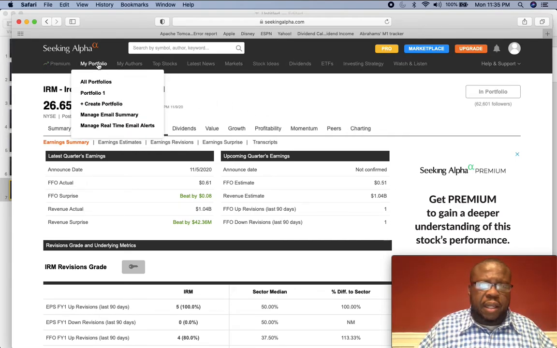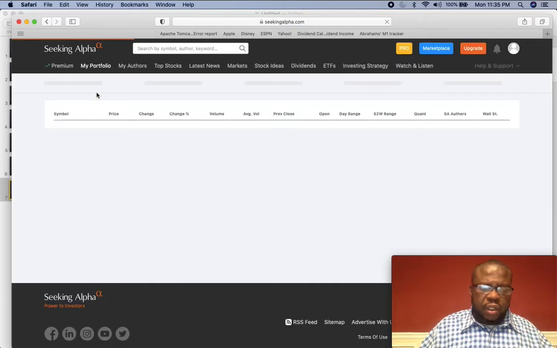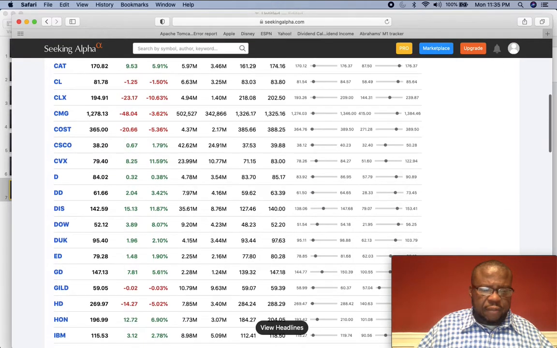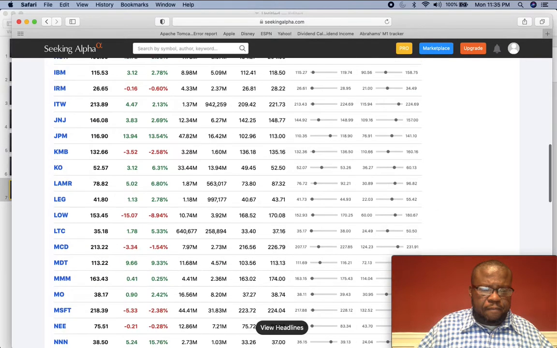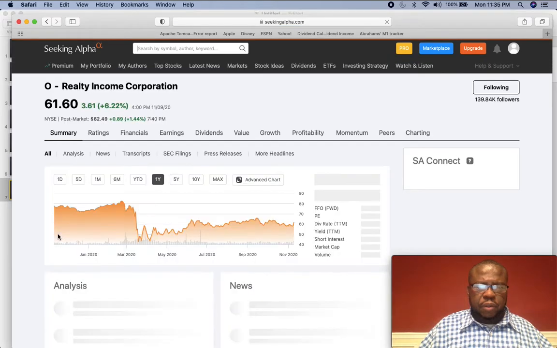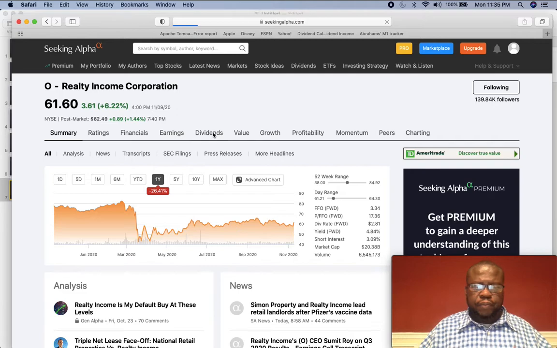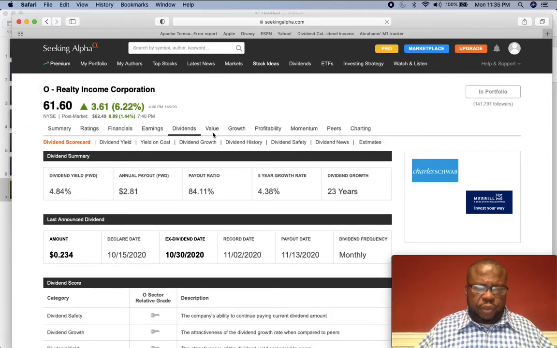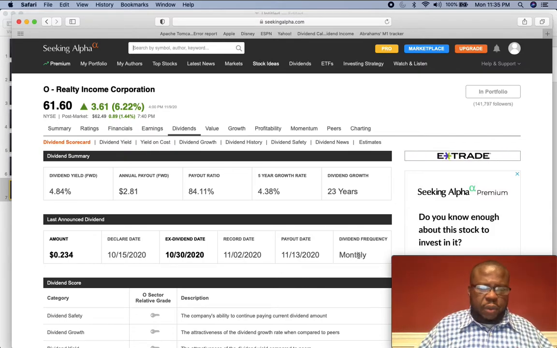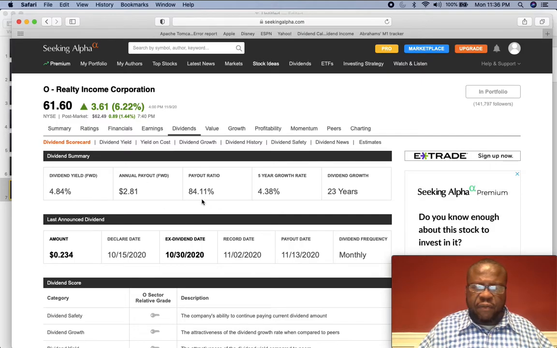Okay? Let's look at one more REIT, and then we will call it a day. Everybody's favorite monthly dividend payer, Realty Income, ticker symbol O. Let's look at that. So Realty Income pays about 23 cents, paid monthly. You times it by 12, you get about $2.81 annually. And so the payout ratio is about 84%. Okay, so let's look at the earnings.